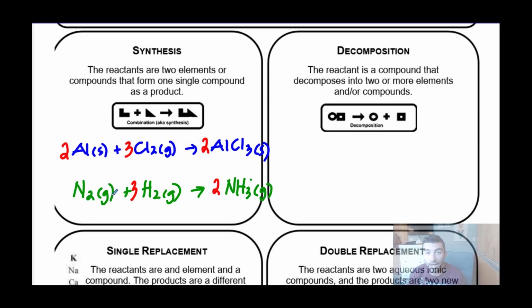Decomposition is the exact opposite. We start with one compound that's breaking down into simpler substances. Could be simpler compounds, could be elements, could be a mixture of the two. We really looked at splitting up a binary substance. So let's say water can only split up into hydrogen gas and oxygen gas. Again, emphasis on writing the formulas correctly, phase of matter, and balancing the chemical equation.